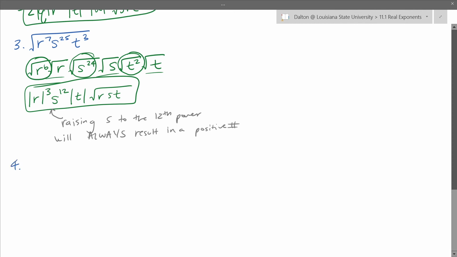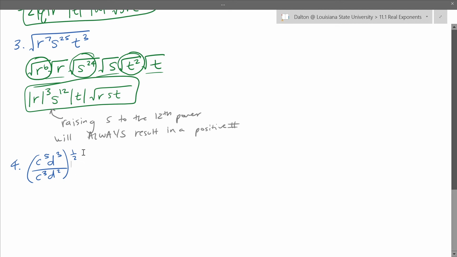Number 4, I want you to simplify c to the 5th power d cubed over c cubed d squared, all to the 1/2 power. So you have choices here. And that's where some of you are going to thrive and some of you are going to spin your wheels and not know what to do because you're afraid to try something. There are probably 3 different steps that you could take to simplify this.